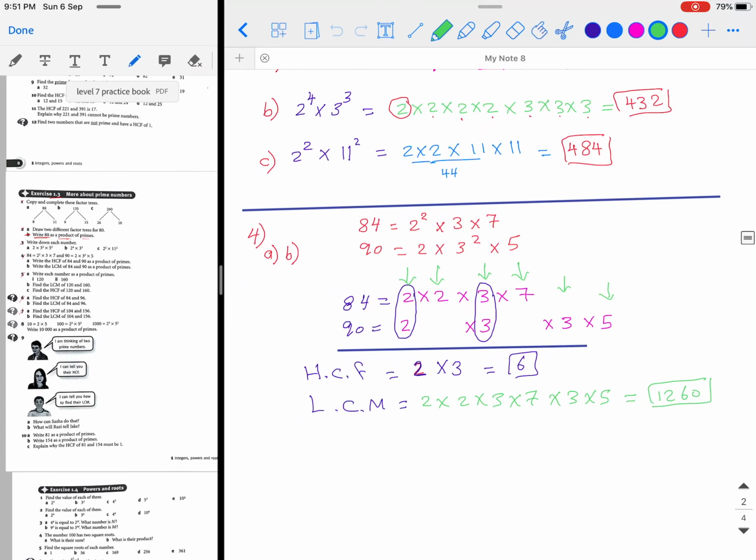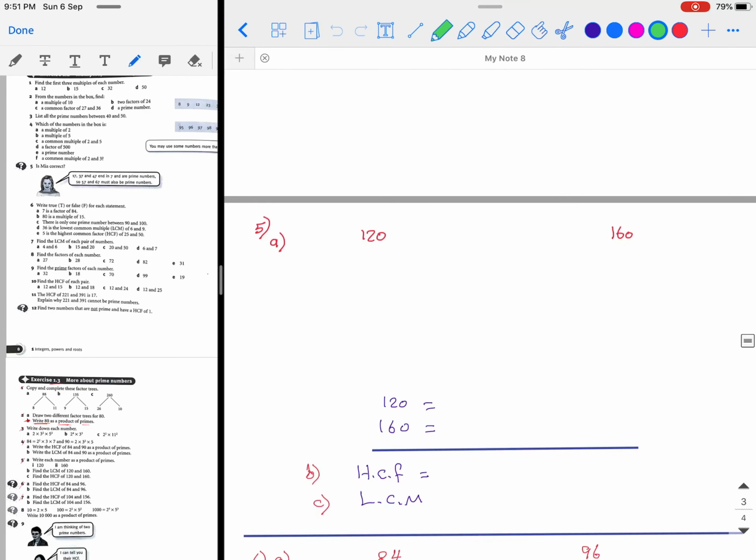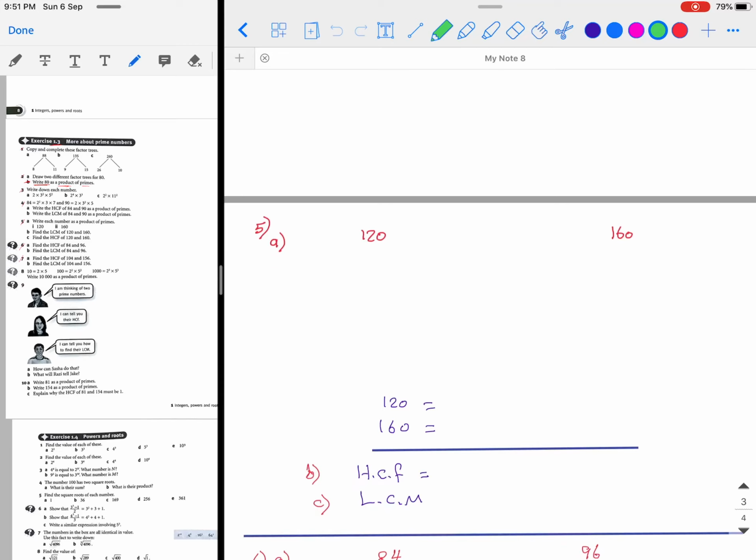Okay, let's complete our work. For question number 5, he said you have two numbers, 120 and 160. Factorize them. At the beginning I need to factorize them. Write them as a product of primes, that means factorization. You can use which method you prefer, the vertical one, or you can use also the tree of factors. So here we use the tree of factors, of course, so let's try this method.